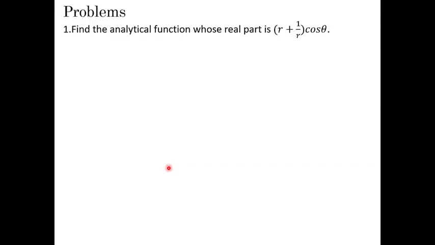Now we move on to the problems. First problem: find the analytic function whose real part is r plus 1 by r times cos theta. Here the given is the real part. Real part means u is given. Let us consider the u value. Find the analytic function, meaning f of z is an analytic function, that is u plus iv.